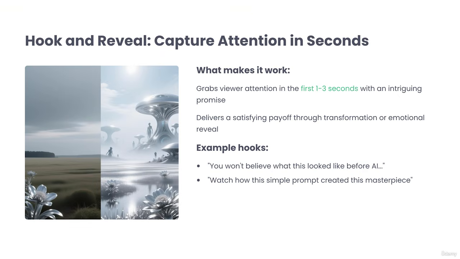Let's start with the classic hook and reveal. This style grabs the viewer's attention immediately, usually in the first 1 to 3 seconds, and then pays off with a transformation or emotional moment. For example, "You won't believe what this looked like before AI," or "Watch how this simple prompt turned into a cinematic masterpiece." With Veo, you can generate visual reveals, like before and after scenes, dramatic transitions, or evolving landscapes, to keep viewers curious and engaged.